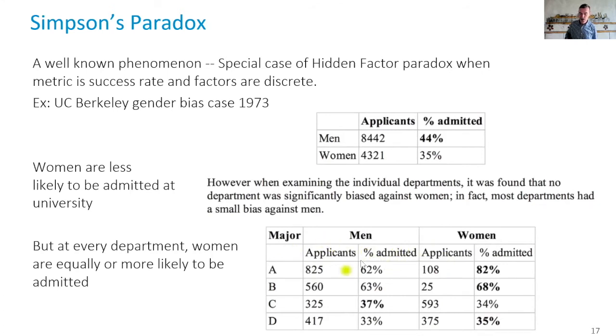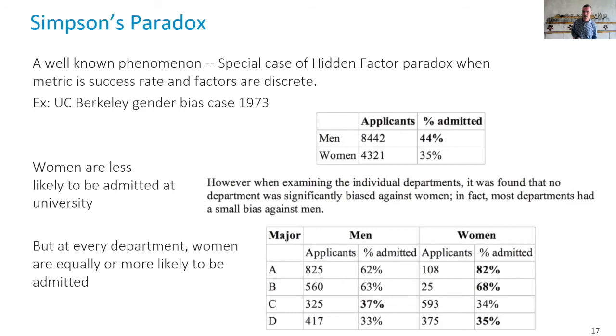And there is a correlation between the gender and the department. Most women, we see here in the numbers, apply to departments C and D that are very selective. And if you look at the numbers per department, you see that there is no bias or no clear bias in one direction or the other. In fact, for 3 out of 4 departments, if there is a bias, it is more against men than against women.